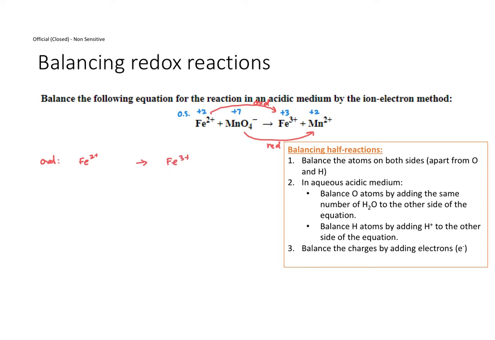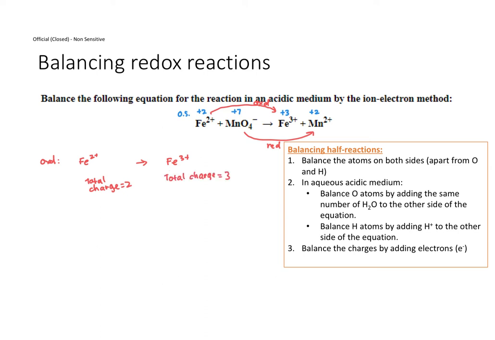Let's first check whether the atoms are balanced on both sides. So on both sides, there is one Fe atom, so that's already balanced. There are no oxygen or hydrogen atoms to balance, so we just have to balance by adding the electrons. And we can do this by calculating the number of charges on both sides. So on the left hand side, we can see that the total charge is 2, whereas on the right hand side, the total charge is 3.